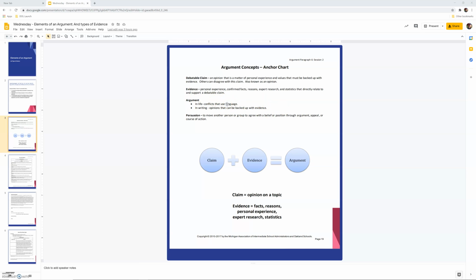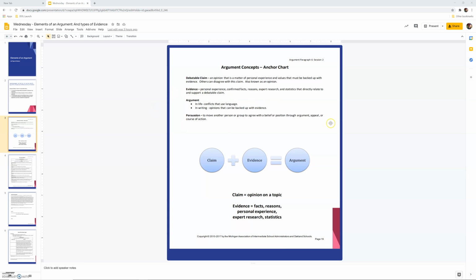And you'll notice that this plays really well into the RACE strategy. We've covered that before, where you restate, you answer, you cite evidence, and you explain. When you are making an argument, you are creating that claim, and then you're citing evidence and explaining why that evidence proves the claim that you're making.